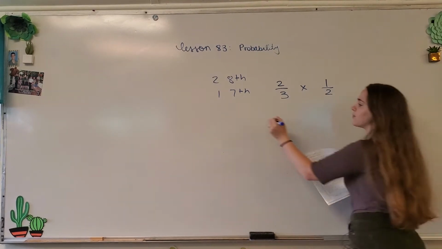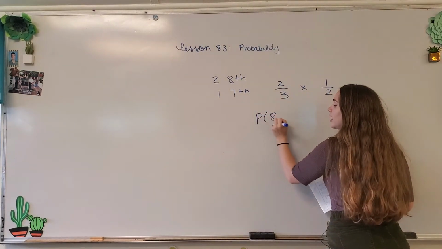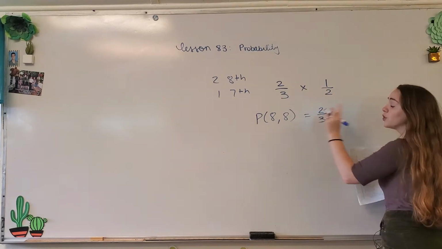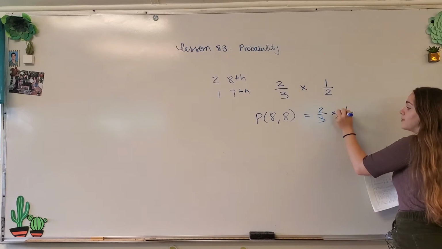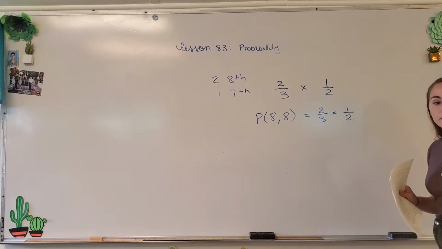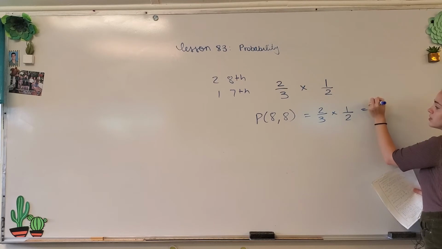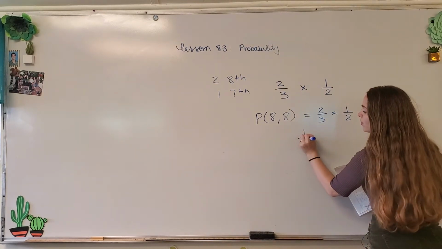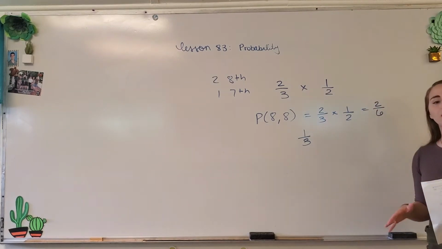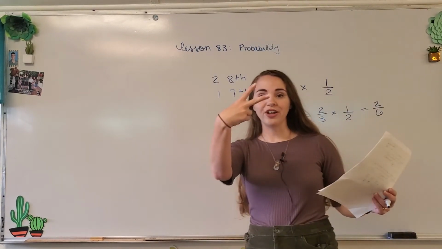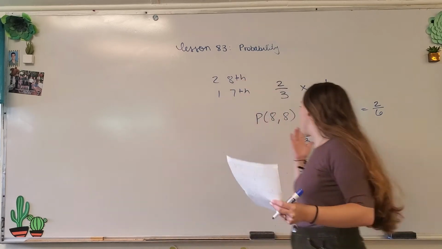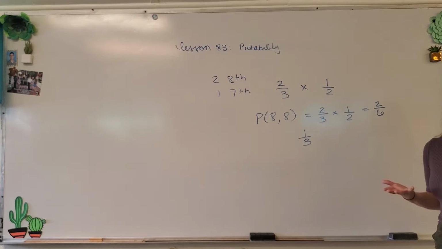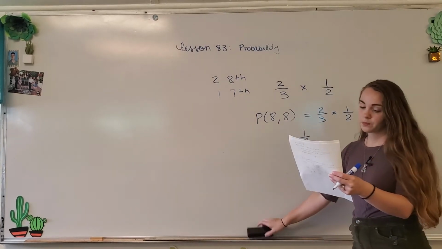So what you'll see is something like this. The probability of an 8th grader, then an 8th grader, equals 2/3, that's the first one, times 1/2, that's the second one. So when we multiply those, the probability is 2/6, which is 1 out of 3. So the probability of picking 2 8th graders is going to be 1 out of 3. Hopefully this makes sense because it's dependent. It depends on what you picked the first time. All right.